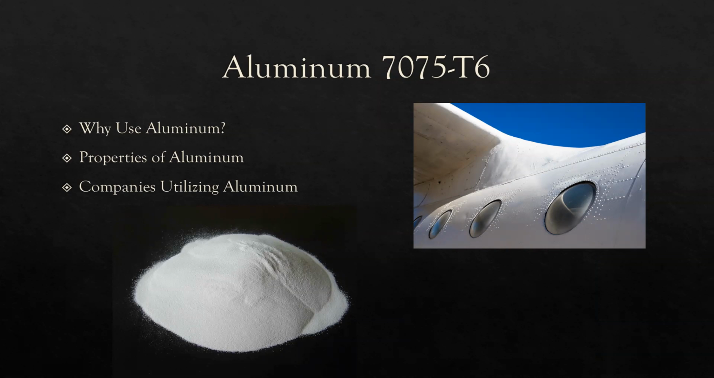It also has a natural ability to form aluminum oxide. This layer of aluminum oxide prevents further corrosion and gives aluminum the ability to be in use for an extended period of time. This is why aluminum is the material of choice for large airplane manufacturers such as Boeing.